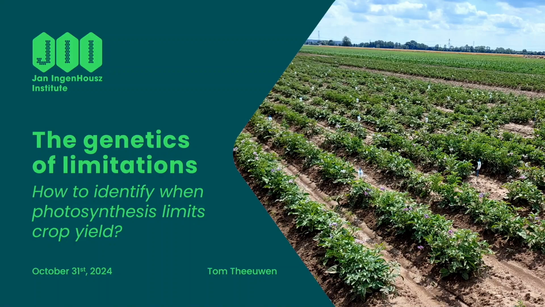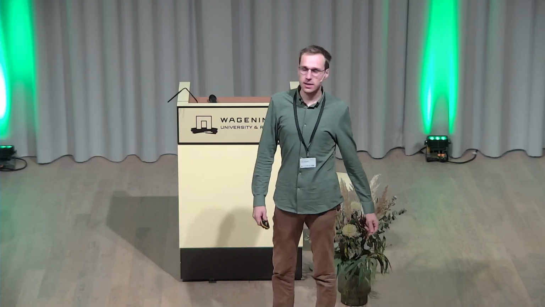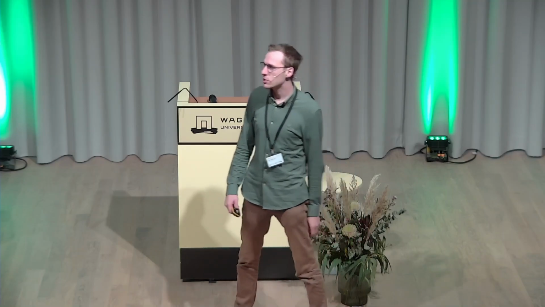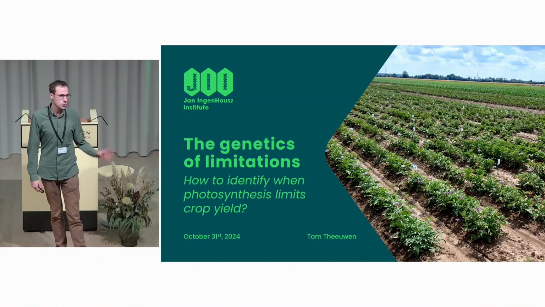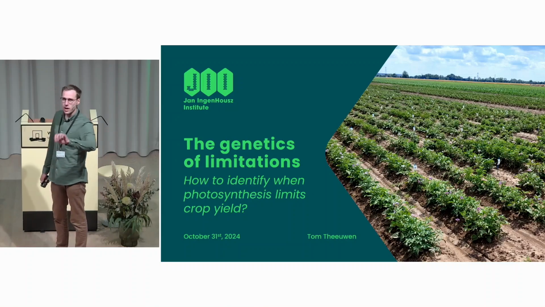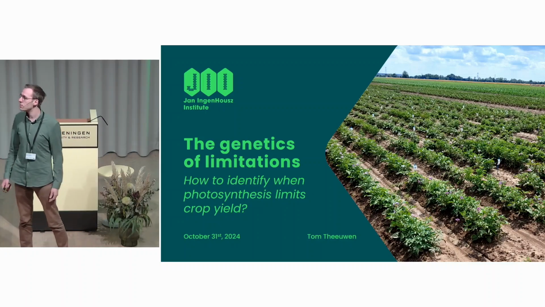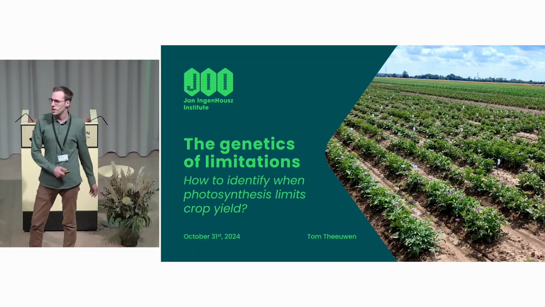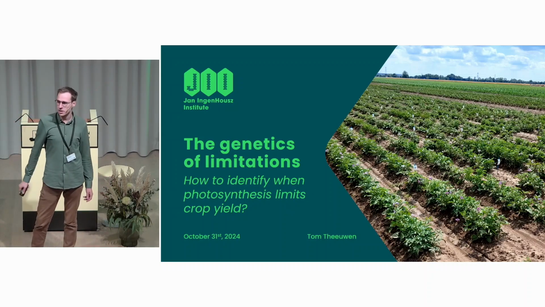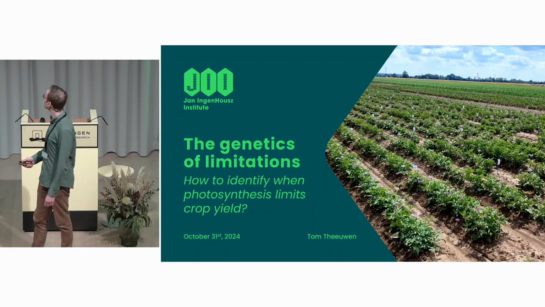Thank you very much. Good afternoon, everyone. I'm a research fellow at the IngenHousz Institute, an institute that most of you probably haven't heard of yet, but that's because it's a new institute. It's only a year old. It's based here in Wageningen, and it works basically on photosynthetic research. I'm establishing my own group on genetics of limitations, and in this talk, I want to focus, together with you, on the question: how do we identify photosynthetic limits for crop yields?